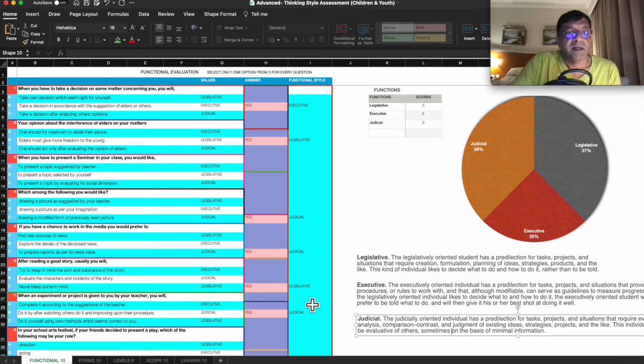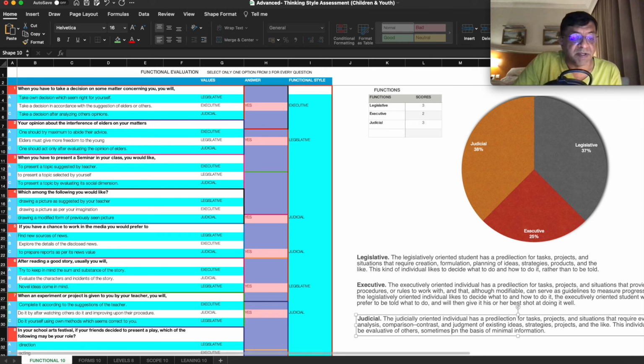Yes. So the advanced thinking style test comprises, as you can see if I'm pointing here, 5 different tabs. Functional, which has 10 questions, forms, which has 10 more questions, levels, which has 8 questions, scope, which has 10 questions, and leaning, which has 10 more questions. So it's quite a bit to go through. It's about 48 questions in all. So let's start with the first one.